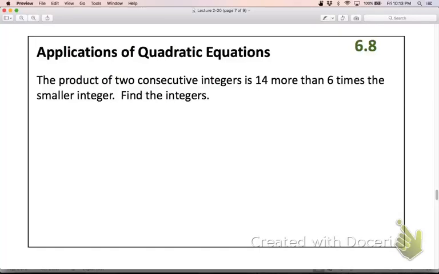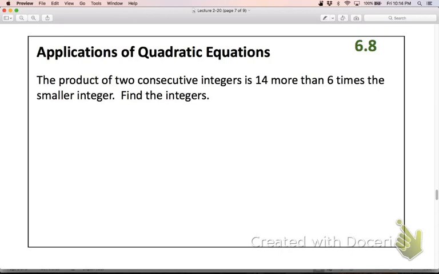The last thing to look at in this chapter, now that we've talked about how to solve quadratic equations and we've looked at some different strategies, is some of the applications of quadratic equations. Anytime you see applications, that means we're going to look at some word problems. The first one we're going to look at is: the product of two consecutive integers is 14 more than 6 times the smaller integer. We want to find what the two integers are.